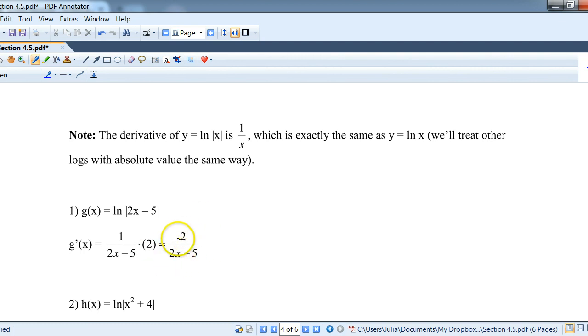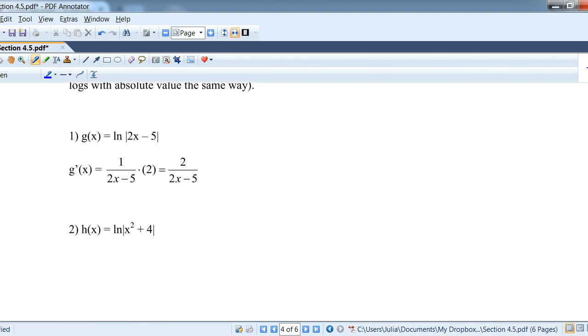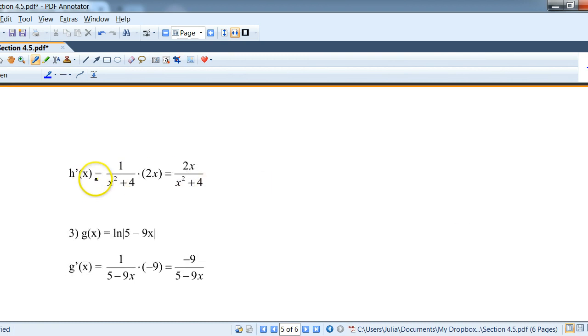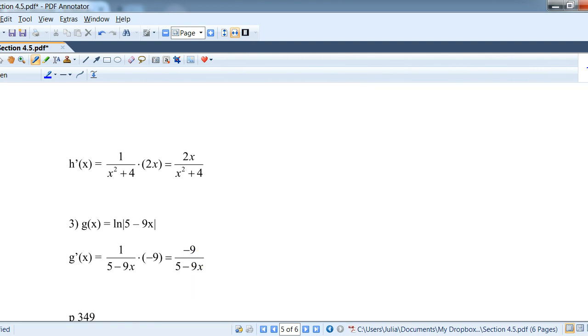Again, do not be tempted to cancel the 2's, because we cannot factor it in the bottom. And that's it. And now pause the video, see if you can do ln of x squared plus 4 with an absolute value. Now if you've come back, you'll see it's 1 over x squared plus 4 times 2x, and again it's 2x over x squared plus 4. Similarly with ln of the absolute value of 5 minus 9x, and we'll get negative 9 over 5 minus 9x.